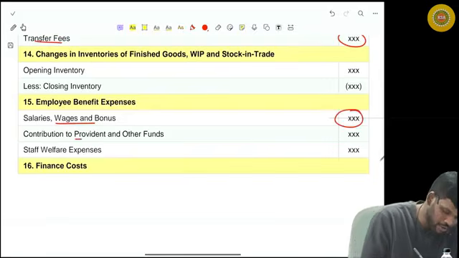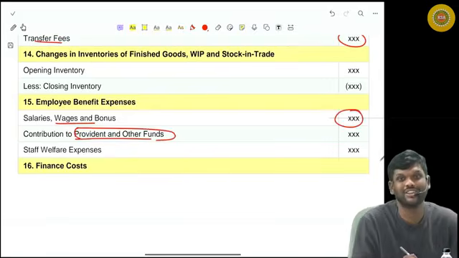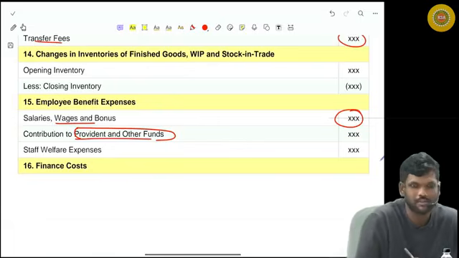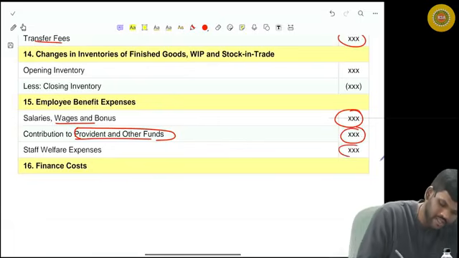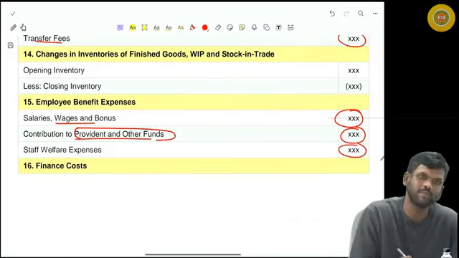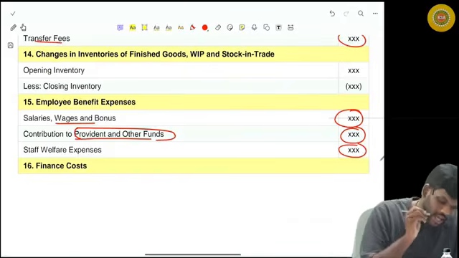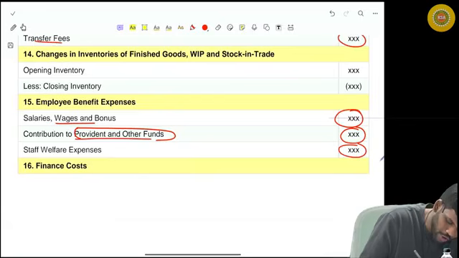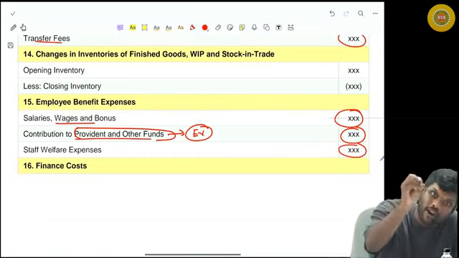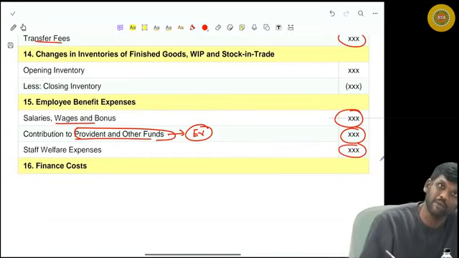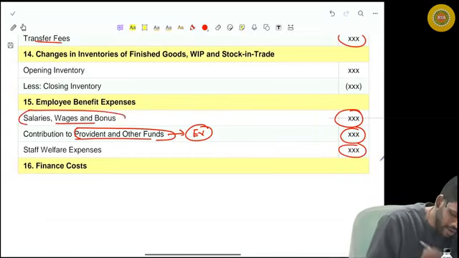And whatever contribution that you're making to provident fund, employer's contribution, will come here. And then staff welfare expenses, if you're taking staff on a trip or giving them lunch. Okay guys, remember one thing, in this contribution to PF and other funds, employer contribution will come here. Employee contribution will not come separately, it will already be a part of salary.